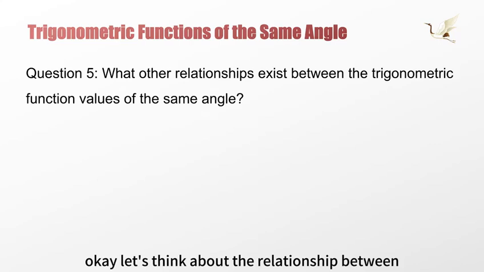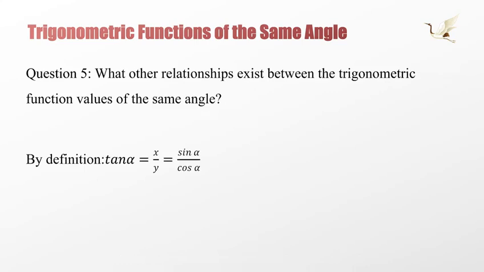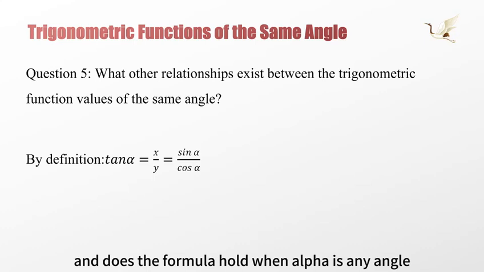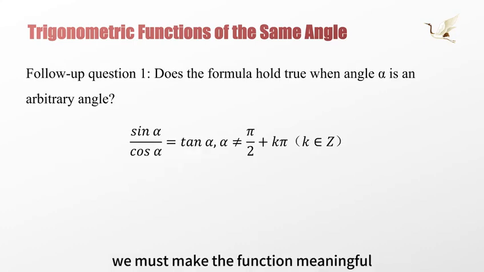Okay, let's think about the relationship between the trigonometric function values of the same angle. According to the definition, tangent alpha is equal to y over x, which is equal to sine alpha over cosine alpha. Does the formula hold when alpha is any angle? If we want the formula to hold, we must make the functions meaningful. Cosine alpha on the left of the equal sign is the denominator and cannot be equal to 0, that is, x cannot be equal to 0.